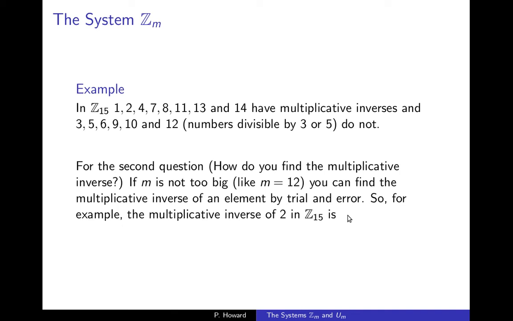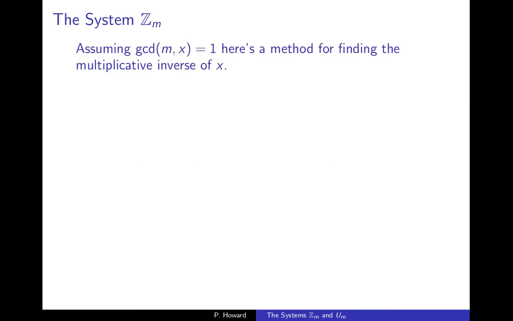And I did that. I won't give you all the details. But when I finally got to 8, when I tried 2 times sub 15 8, I got an answer of 1. But if m is large, then trial and error is a pretty inefficient method.